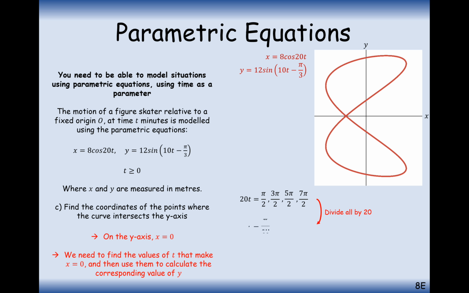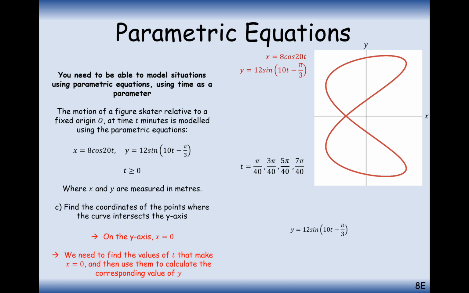So divide through by 20 and these will give us our t values. Just make a note that you should find the 20t equals solutions before you divide everything by 20, rather than dividing the first solution by 20 and then finding more solutions from there. So find the extra solutions at this stage.